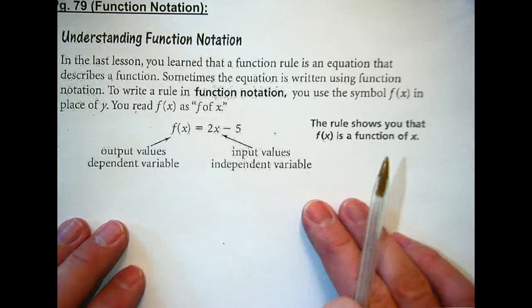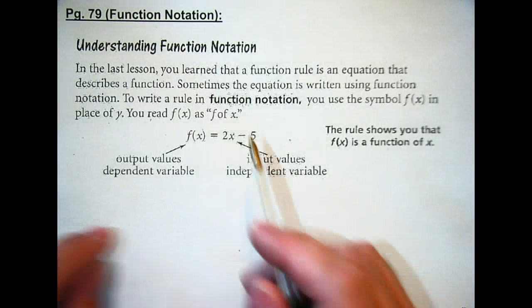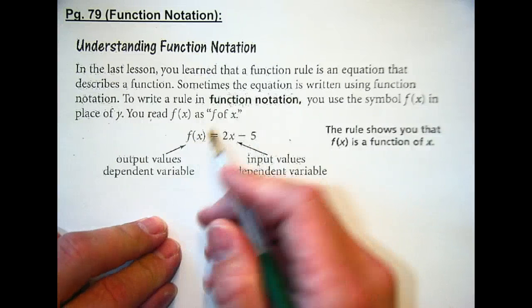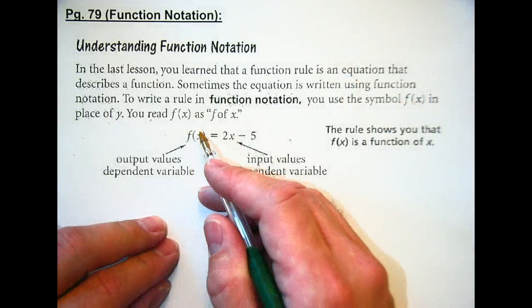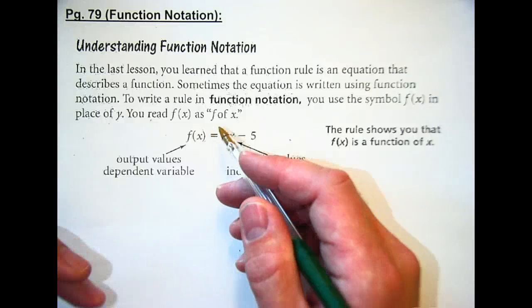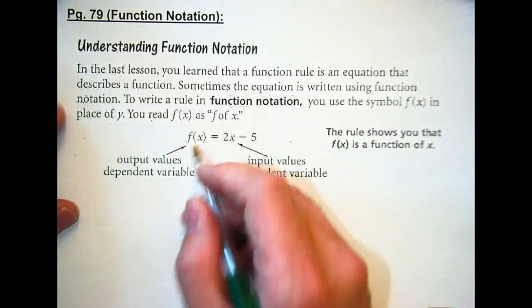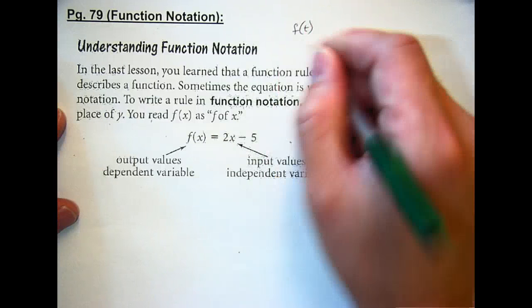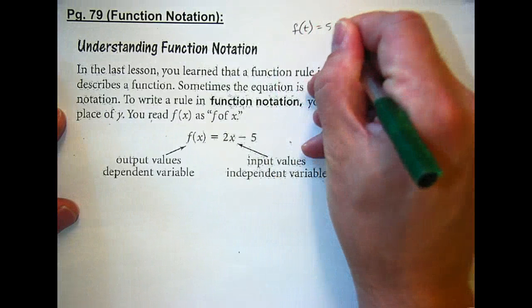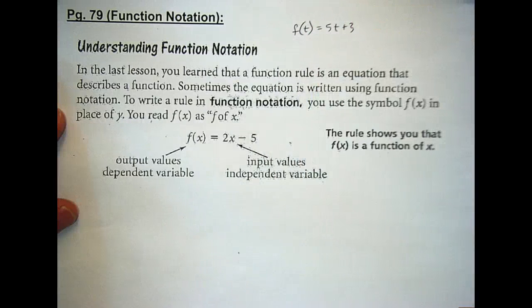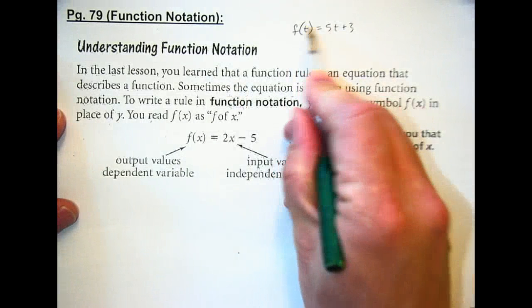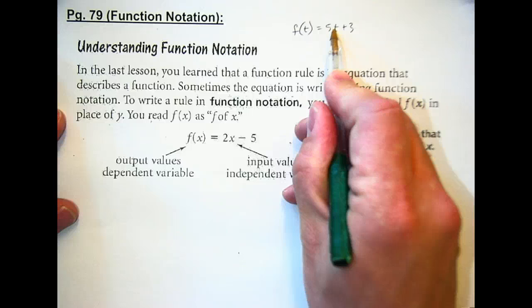Function notation is when we have something in the form of f of x, or maybe a of x or g of x or f of t. We see f of t a lot. F of t equals 5t plus 3 or something. That is function notation. F of whatever is here, and then that variable also appears over here.